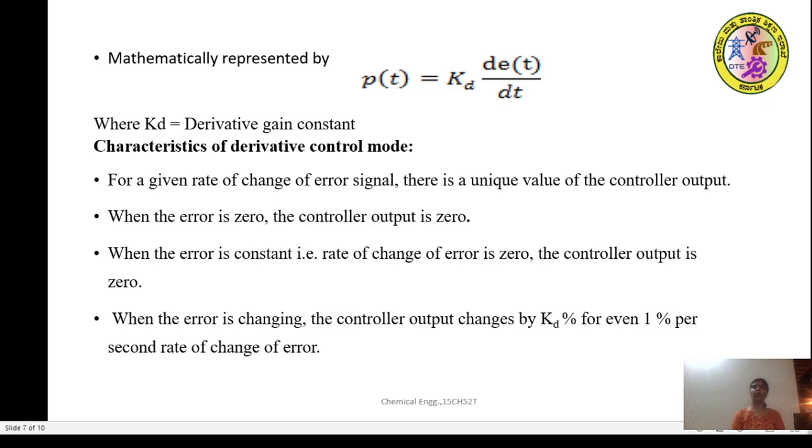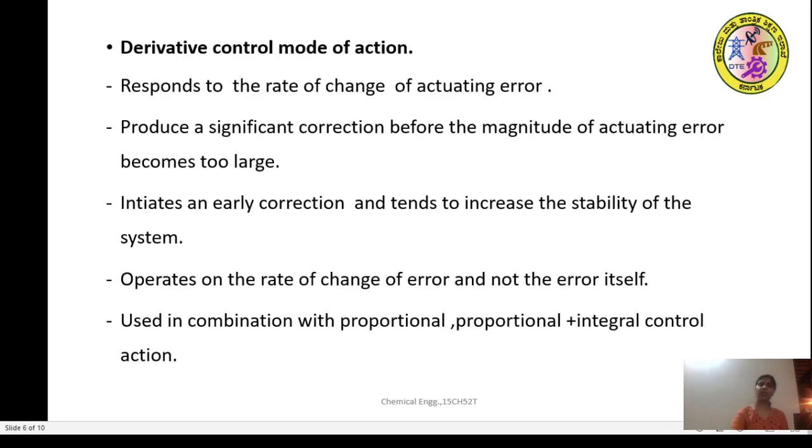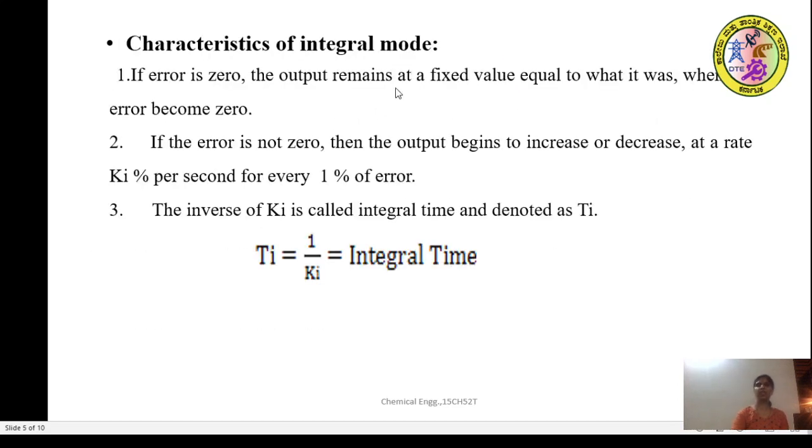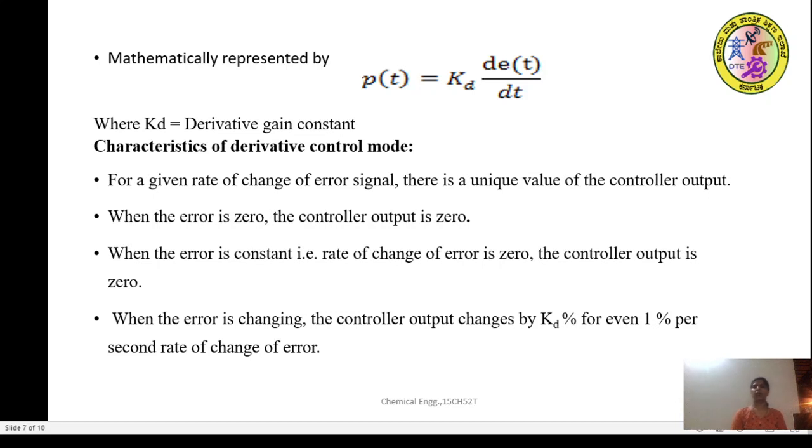So let's look into the characteristics of the derivative control mode of action. For any given rate of change of an error signal, there is a unique value of the controller output in derivative control mode. When the error is 0, the controller output is also 0. Whereas in integral mode of control action, when the error is 0, the output remains at a fixed value, what it was when the error became 0. But that is not the case here. When the error is 0, the controller output is also 0.